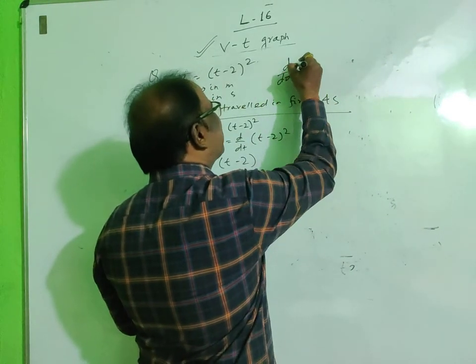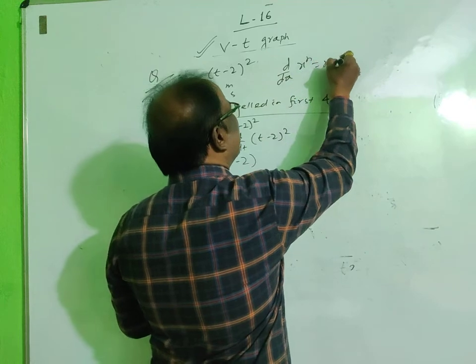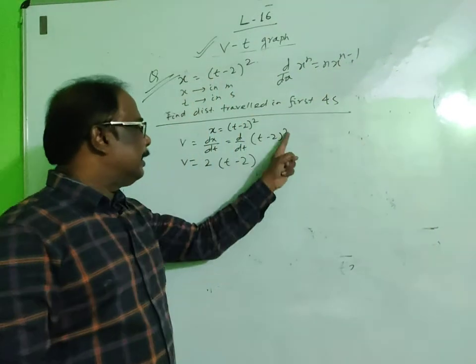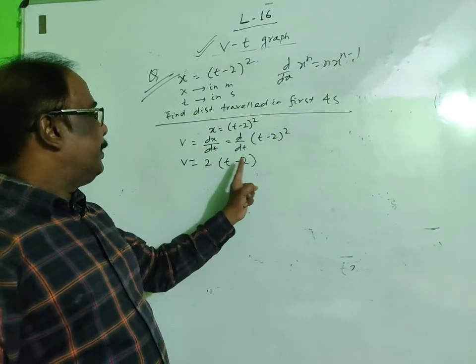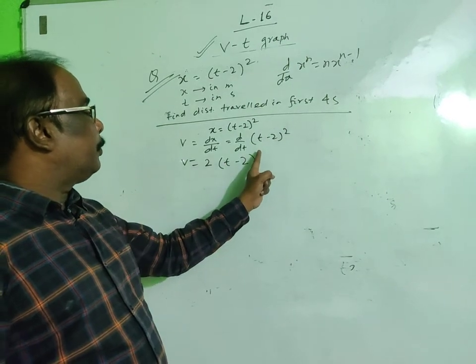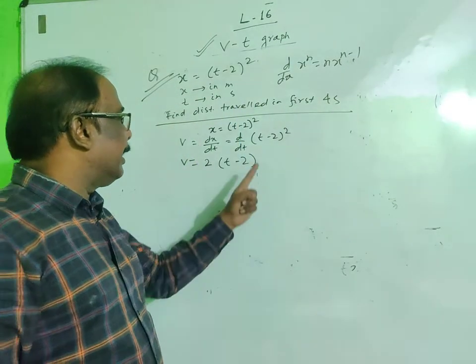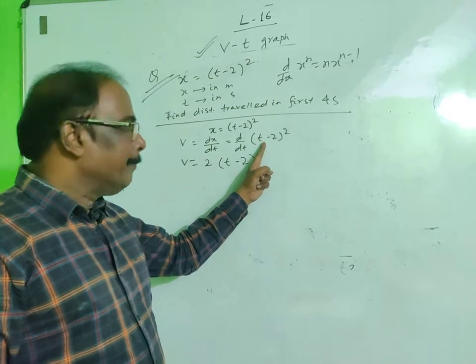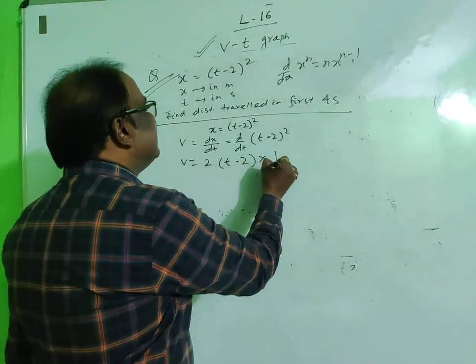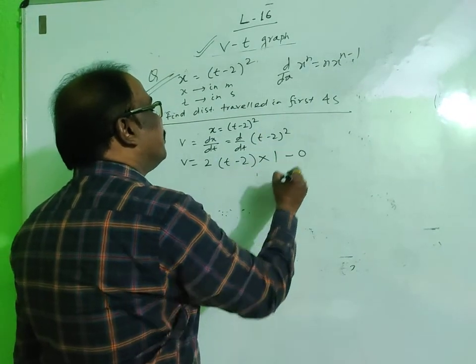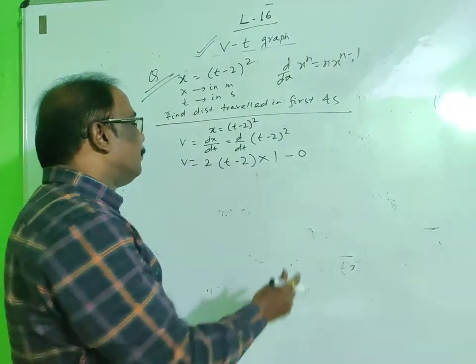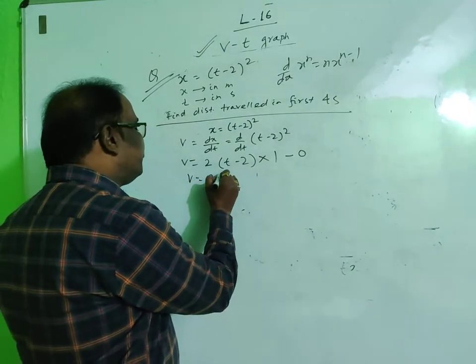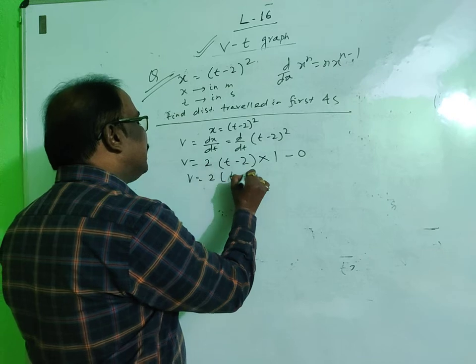d by dx of x to the power n is equal to n into x to the power n minus 1. Here n is 2. So 2 into (t minus 2) to the power 2 minus 1 is 1. Again, d by dt of t is 1 into 1, and d by dt of 2 is 0. Then our answer v is equal to 2 into (t minus 2).